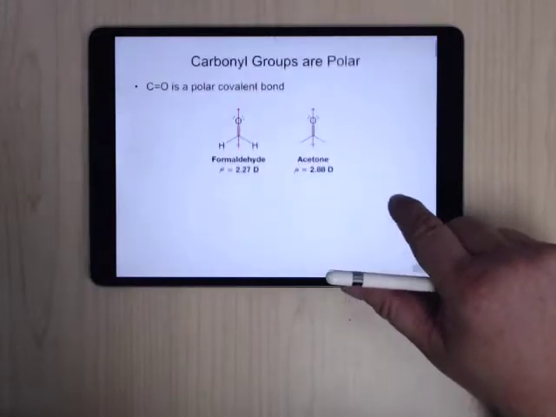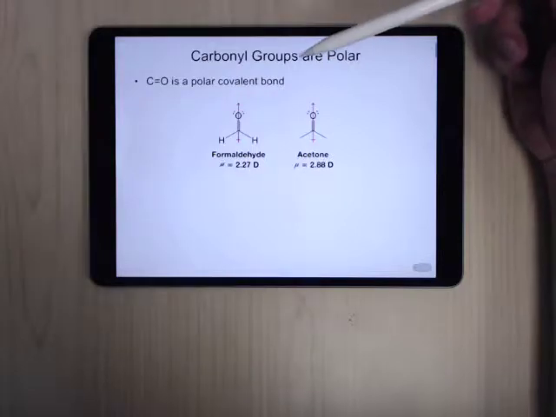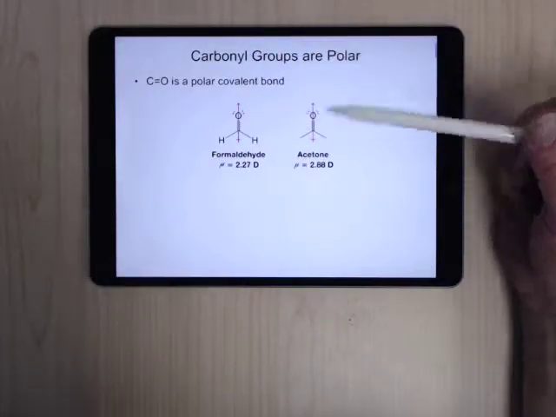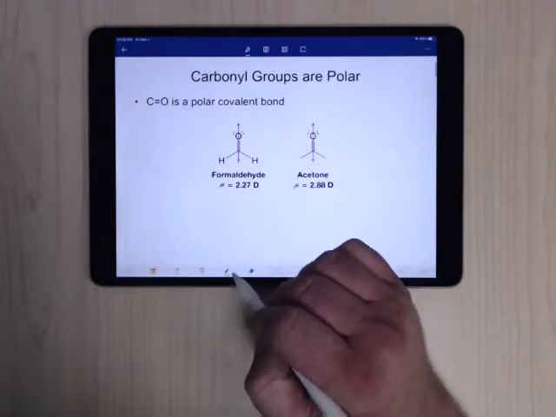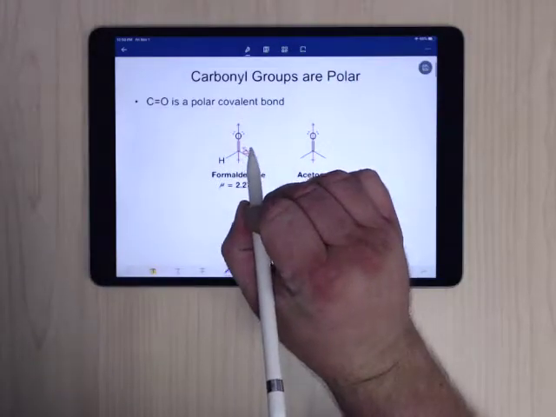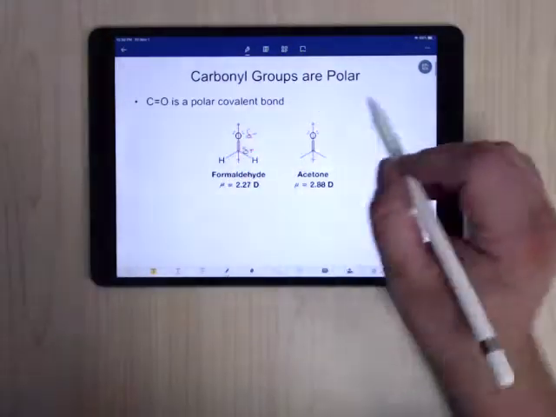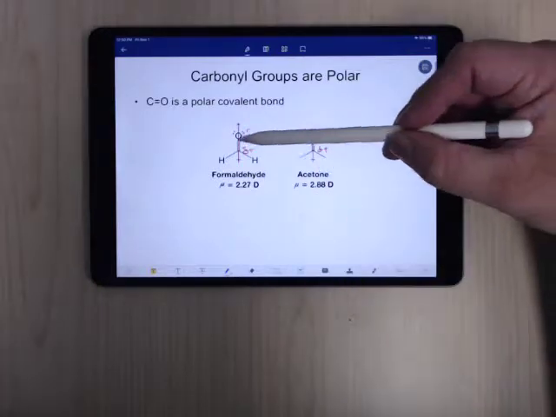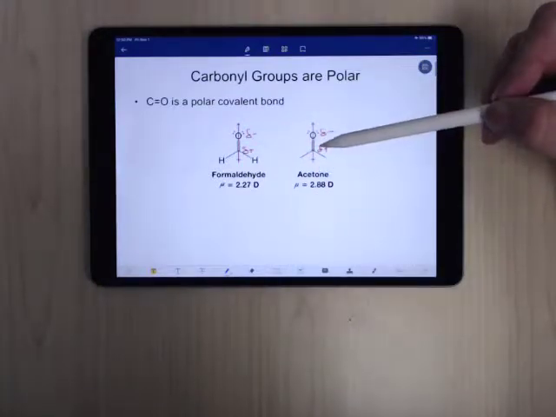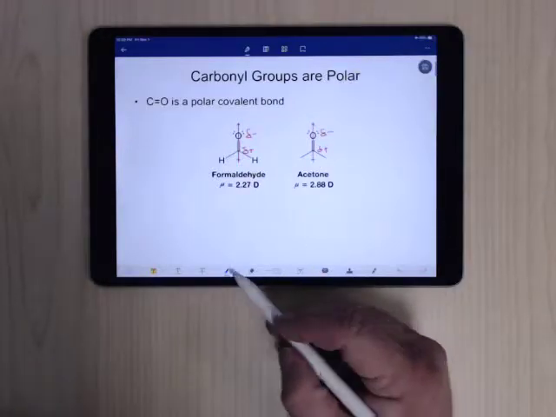But one of the most important things about the carbonyl is the fact that it's a polar covalent bond. So you're going to have a partial positive here, partial negative there. Those are the arrows, but sometimes it's easier to see the deltas. And it doesn't matter if it's a double bond or a single bond or a triple bond or whatever. It's just the difference in the two atoms.